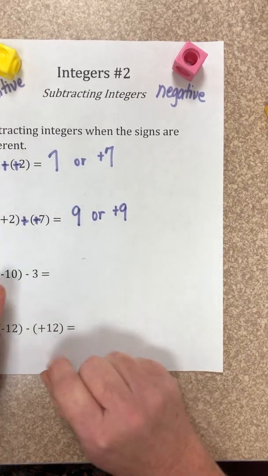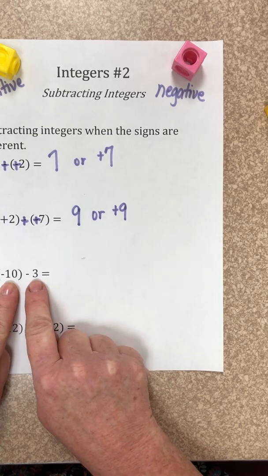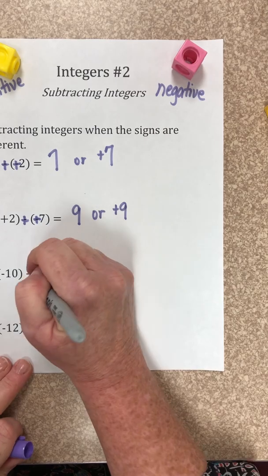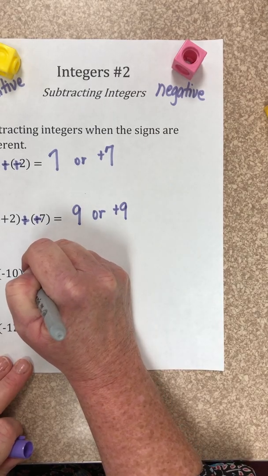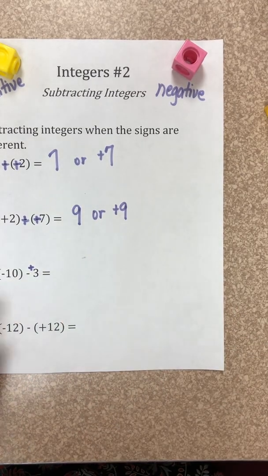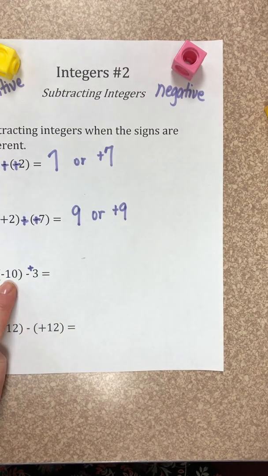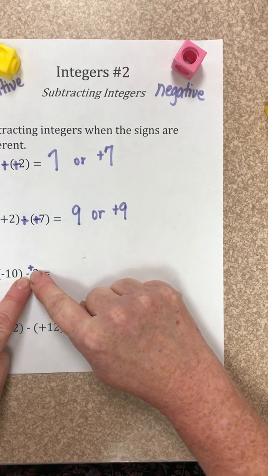Okay, let's look at the next one. This is negative 10 and a positive 3, because that's a minus sign. So I'm just going to put a little plus sign here to help me remember. A negative 10 and a positive 3. Do you think this might be a good time to switch these two?